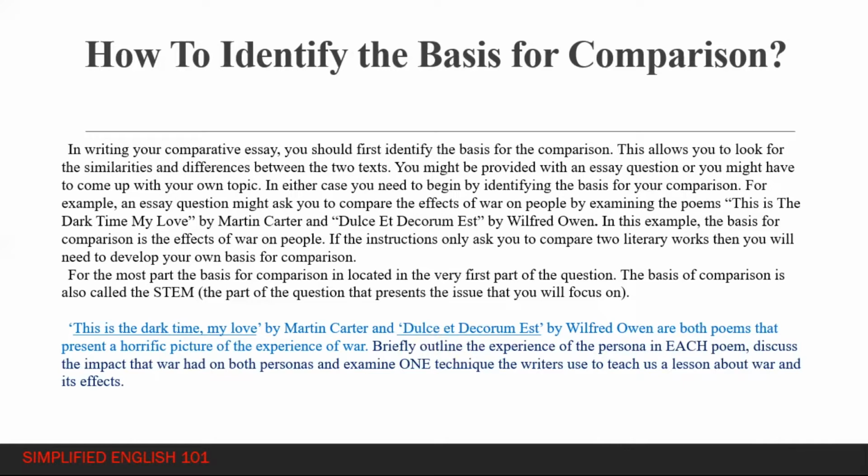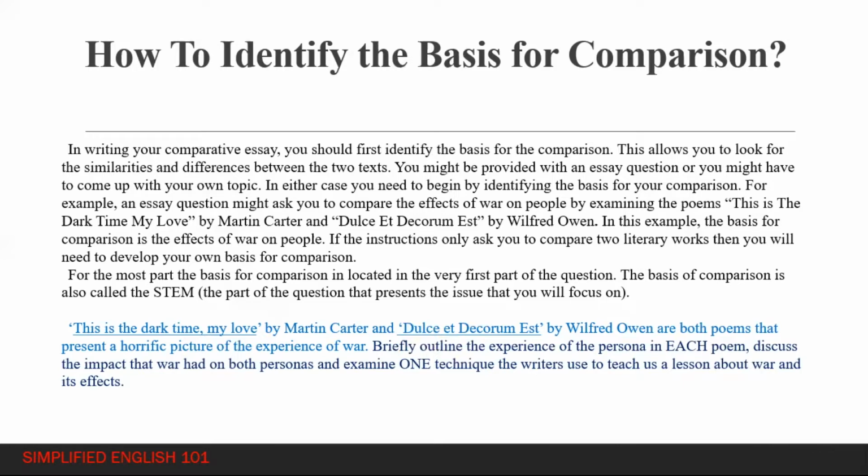For CXC, you will always be given a basis for comparison. That is normally the first sentence written in inverted quotations above the question. And once you see that, then you know that is the basis. If not, it is written in the question itself. For the most part, the basis of comparison is located in the very first part of the question.